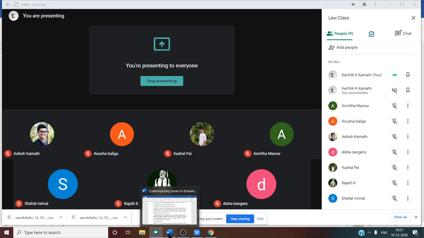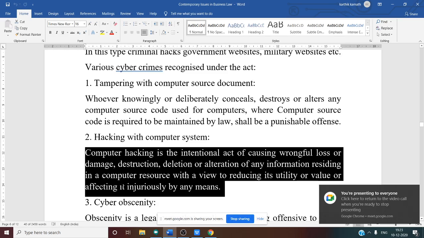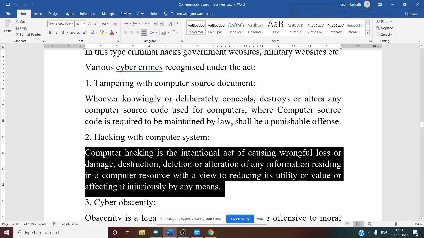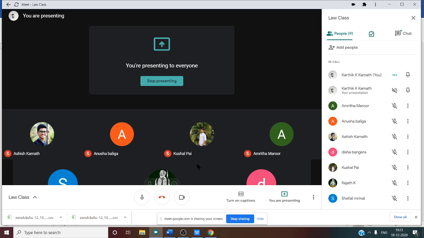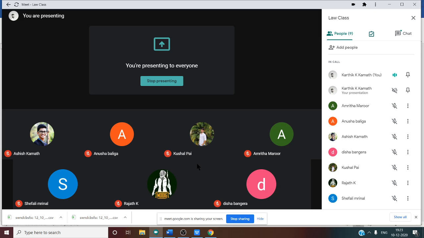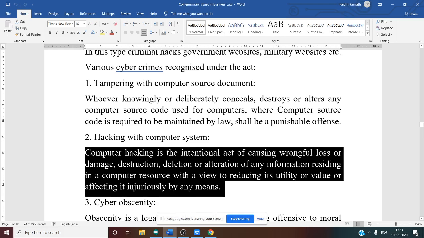So see this, computer hacking is an intentional act of causing wrongful loss or damage or destruction or deletion or alteration of any information residing in a computer resource with a view to reducing its utility or value or affecting it injuriously by any means. So hacking we cannot stop because all the hackers are highly educated and they know how to hack. Even though our computer system is protected with various things, still they will find a way to hack the computer system. So that is about the second one, hacking with computer system.